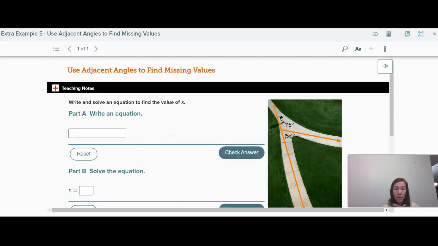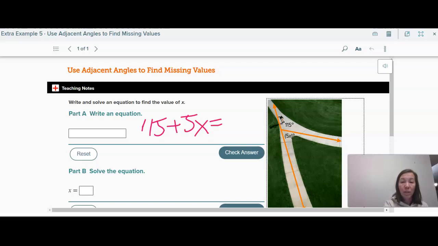So for this one, this is like the same exact one as in the video. 115 and 5x, what do those add up to? So they're adjacent, but they form a straight line. So anytime two adjacent angles form a straight line, they add up to 180. So 115 and 5x has to equal 180. And this was the same problem as before. In the example, they use the same numbers, which is kind of dumb. So you end up with x equals 13 when you solve it.